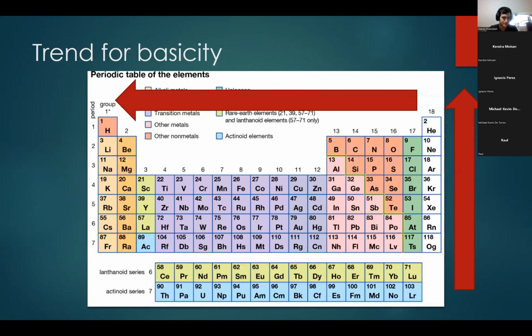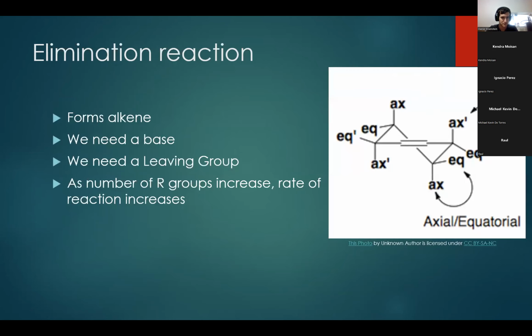Trend for basicity, up and to the left, which is just the opposite of acidity. Okay.